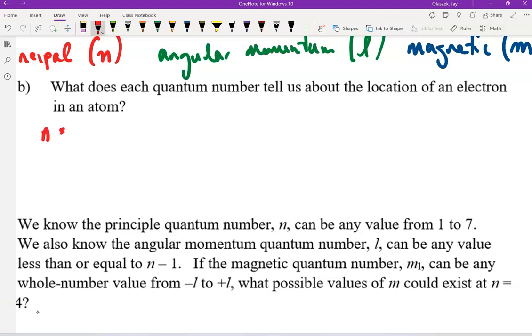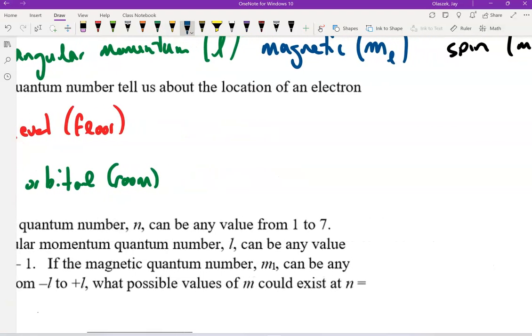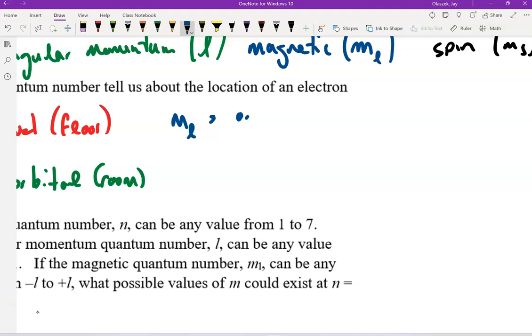Well, we know N is like the floor of the atom that we're on. We'll say energy level. It's analogous to the floor of a hotel, you might say. Angular momentum is going to tell us the shape of the orbital. That'll make more sense tomorrow, but for right now, you could call it the type of room you're in. Are you in a corner suite? Are you in a regular one? The magnetic quantum number, M sub L, is like which way the room is pointing, what we call orientation.